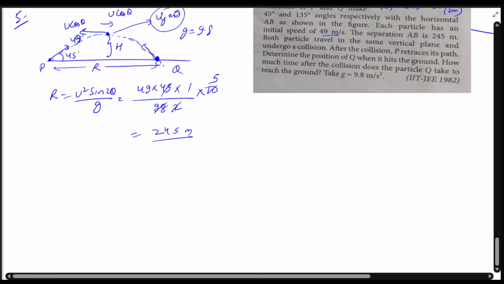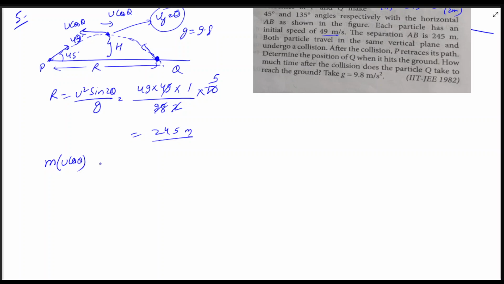Let's solve it. First, conserve momentum. So it will be m u cos theta, right? And this is coming with minus 2m, the same speed, 2u cos theta, but in this direction.